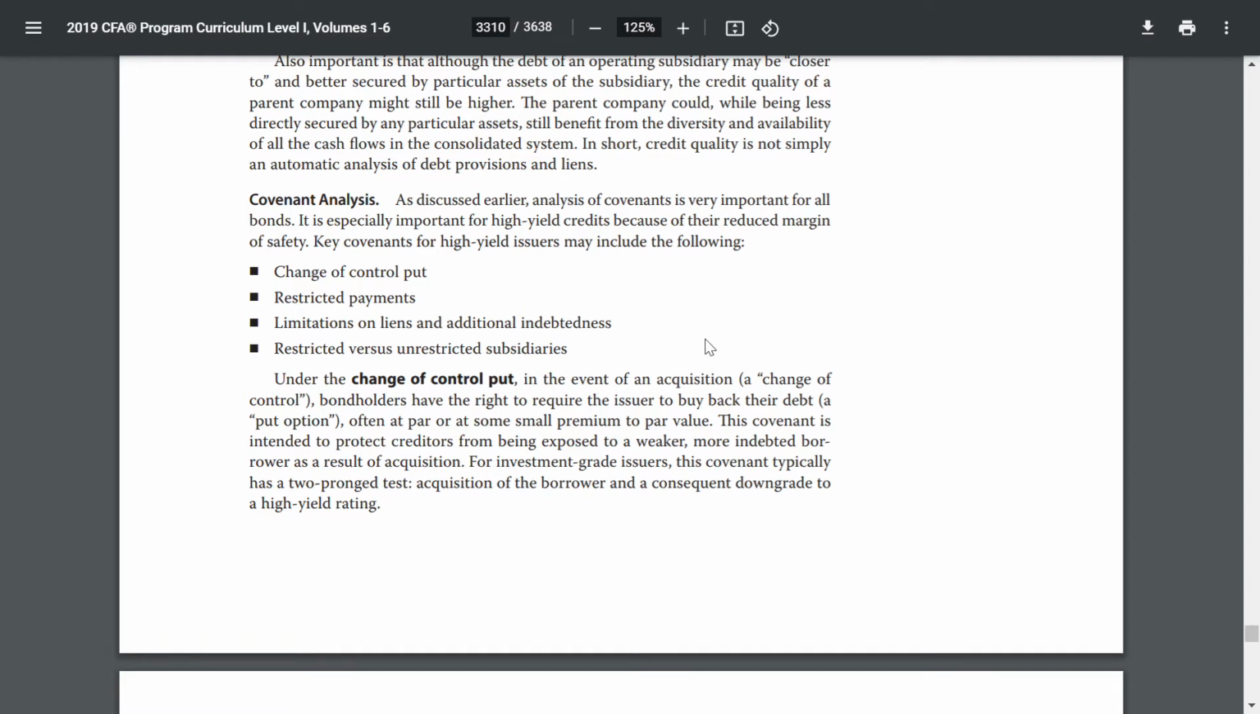Under the change of control put, in the event of an acquisition, bondholders have the right to require the issuer to buy back their debt, often at par or at some small premium to par value. This covenant is intended to protect creditors from being exposed to a weaker, more indebted borrower as a result of an acquisition. For investment-grade issuers, this covenant typically has a two-pronged test: acquisition of the borrower and the consequent downgrade to high-yield ratings.